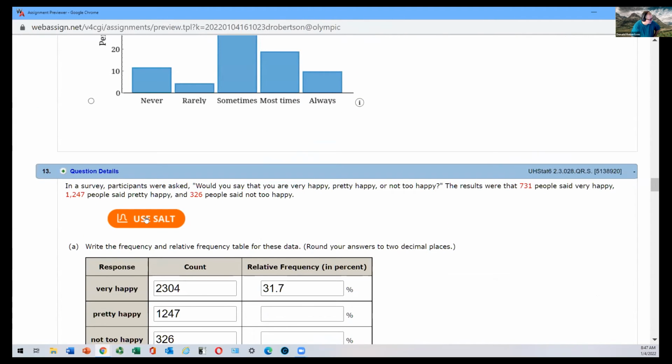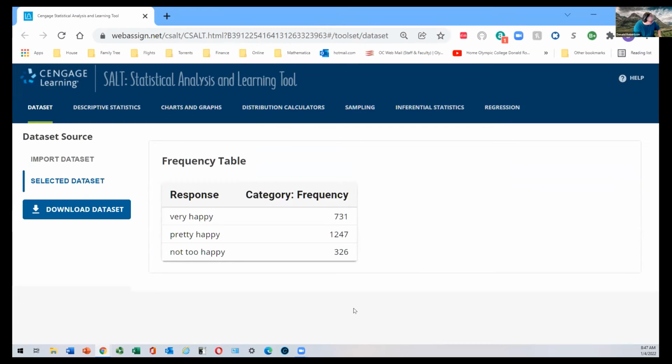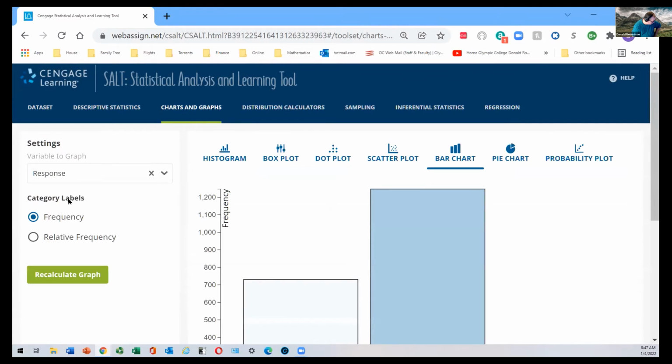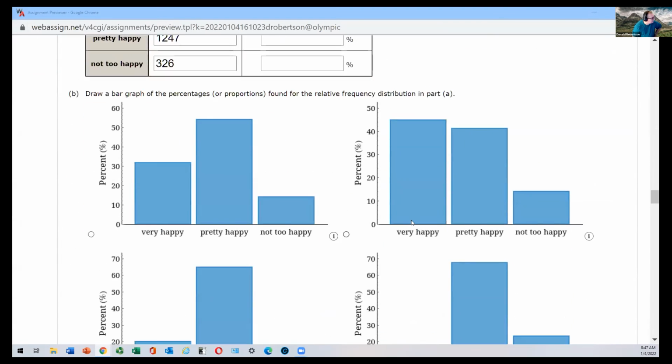Since we've got the salt button, let's see what that does. Well, there's the same table. If I then go to charts and tell it responses, there, can you see our little bar chart's done instantaneously and we don't need to spend time on it. So it's up to you. You know, some people just prefer doing it by hand, and that's fine.